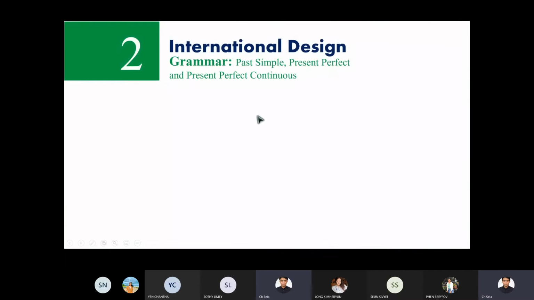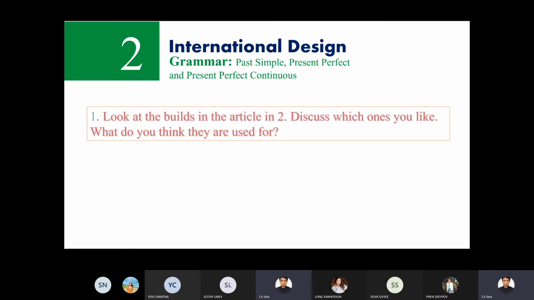Now let's continue our lesson, Unit 2, International Design. The grammar that you are going to study in this unit is past simple, present perfect, and present perfect continuous. All right? So what page is it, everyone? I just want to make sure you now open the book. What page is it? 18, teacher. Okay, 18, just like my age.